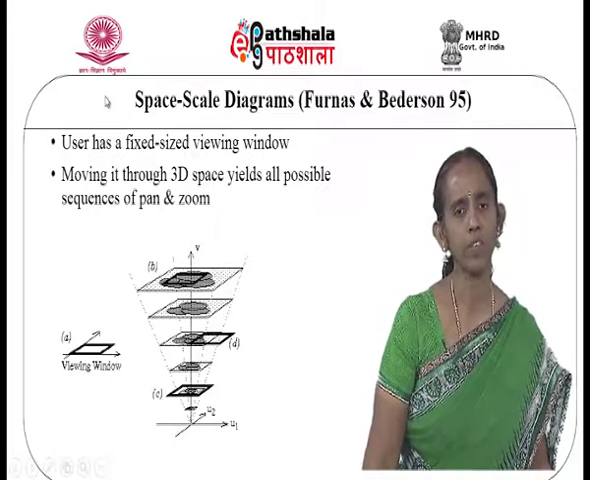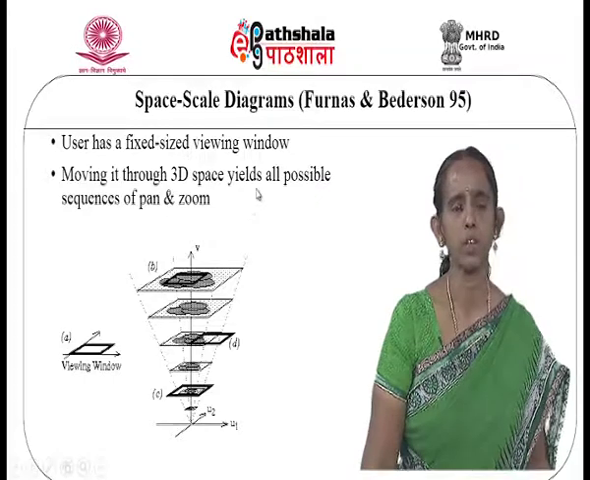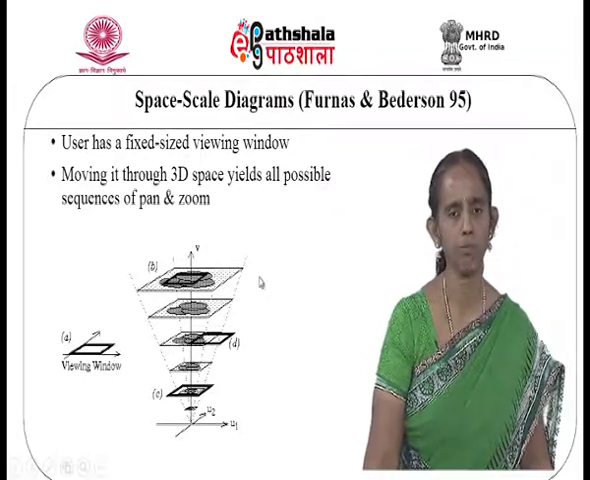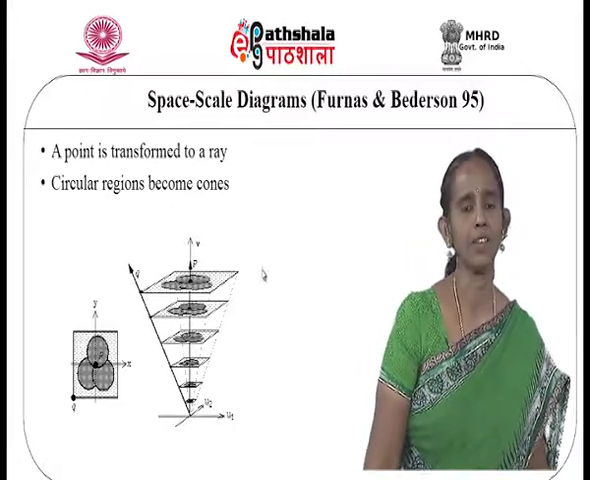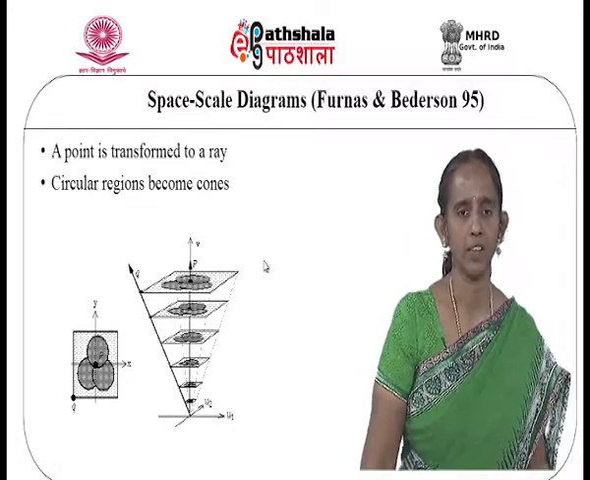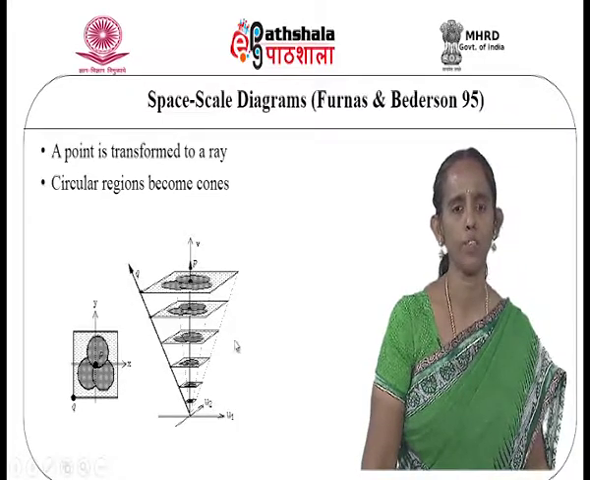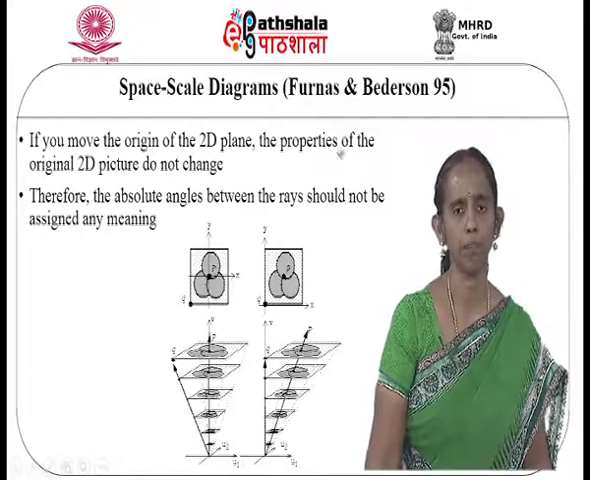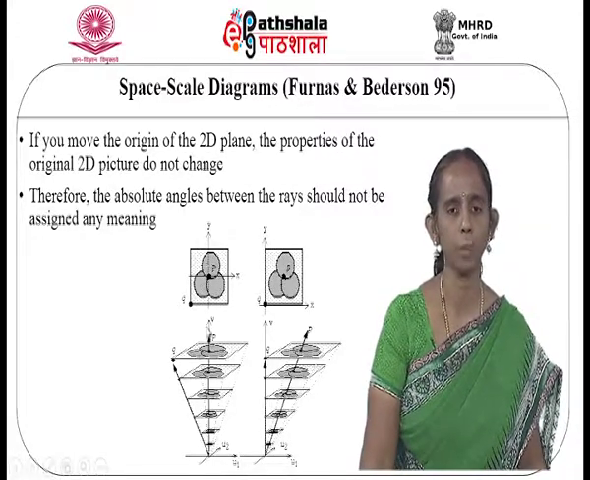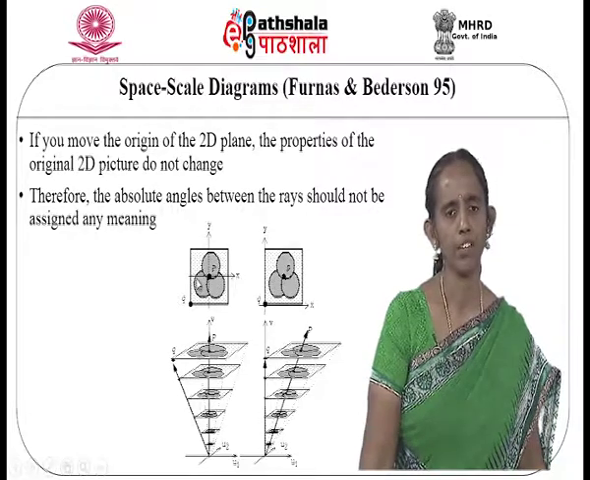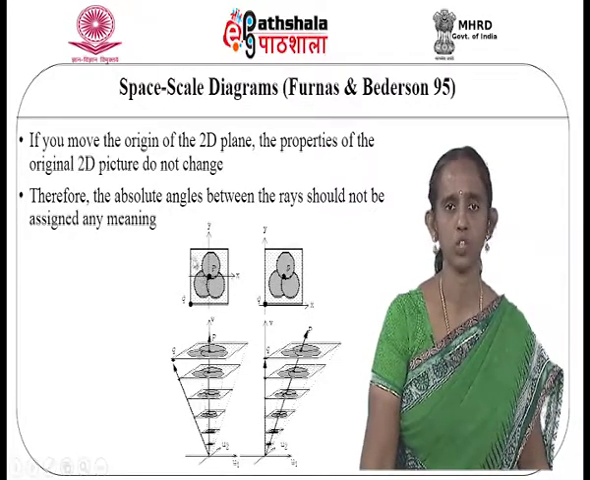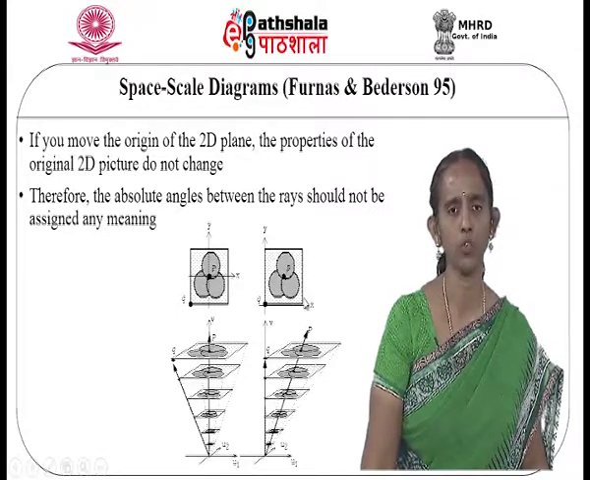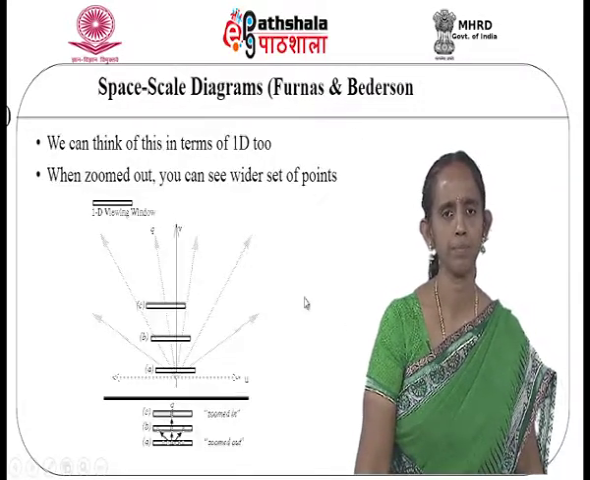We move this fixed size viewing window through the 3D space, which tries to yield all possible sequences of panning and zooming options. So a point in this case is transformed to a ray, and the circular region becomes a cone instead. If you move the origin of the 2D plane, the properties of the original 2D picture do not change. Therefore, the absolute angles between the rays should not be assigned any meaning. So these are two different views of the space scale diagram.